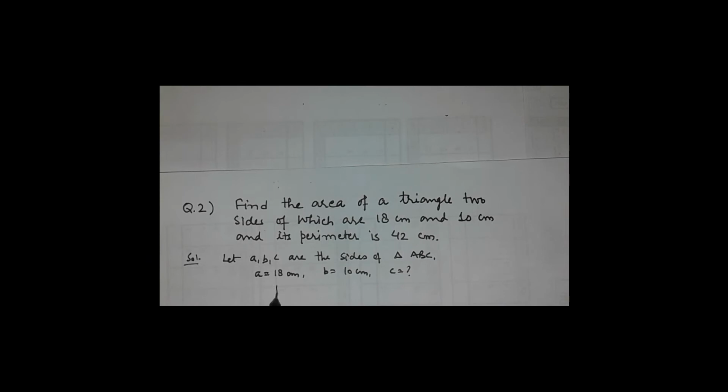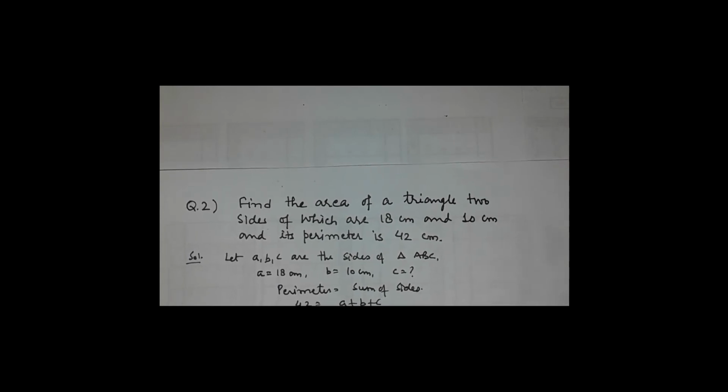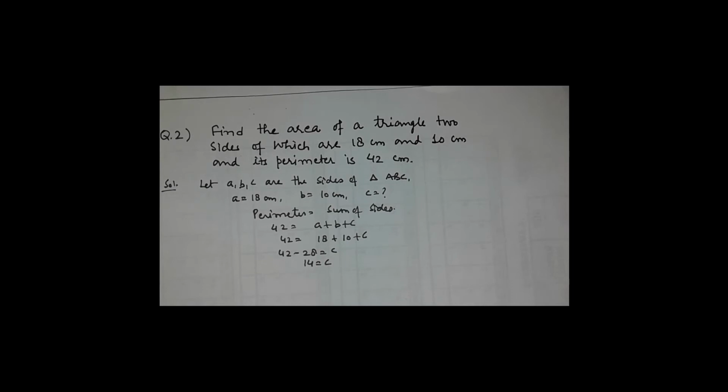So we know perimeter is equal to the sum of sides. So the perimeter is given as 42, that is a plus b plus c. So 42 is equal to a given as 18, b given as 10, c we don't know. So we can just transpose it. So you will get 42 minus 28 is equal to c. So 14 is equal to c. We have got it.